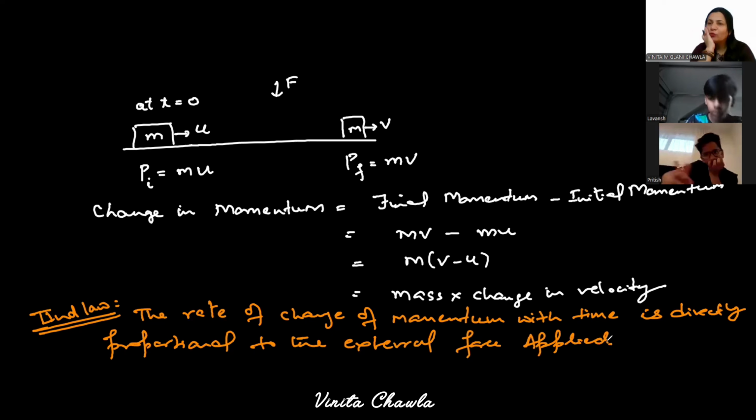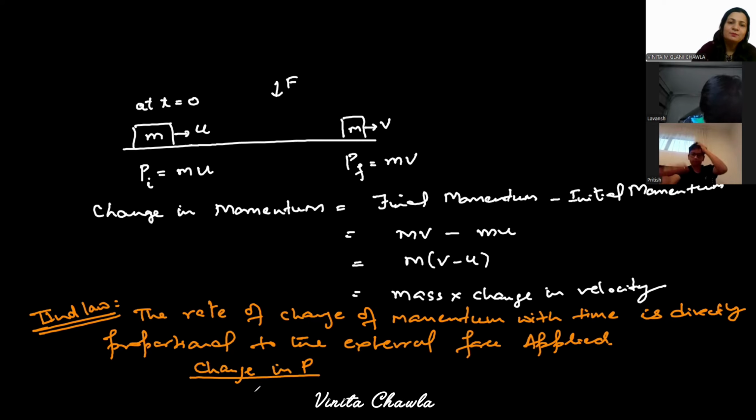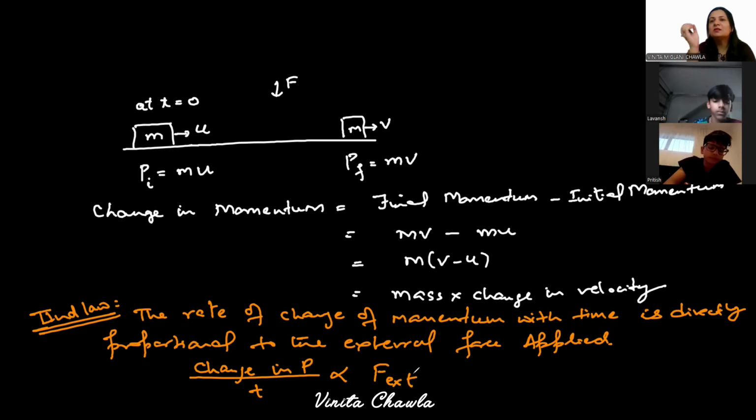The rate of change of momentum with time is directly proportional to the external force applied. Rate of change of momentum with time means change in momentum per unit time. Change in momentum divided by time is directly proportional to the external force applied. This is what Newton's second law of motion states. And this change takes place always in the direction of applied force.